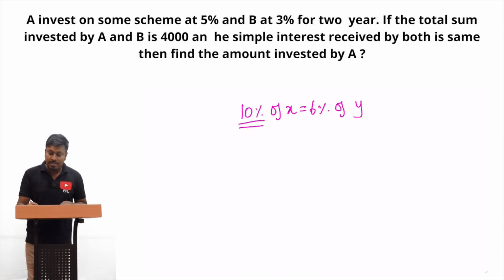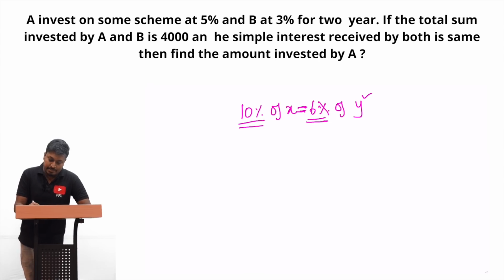X will be the amount that is invested by A, and Y will be the amount that is invested by B. Out of that, the scheme percentage is 3% for 1 year, so 2 years will be 6%. Why am I equating both the values? Because at some point of time both the persons are getting an equal interest. So that's the reason 10% of X is equal to 6% of Y.